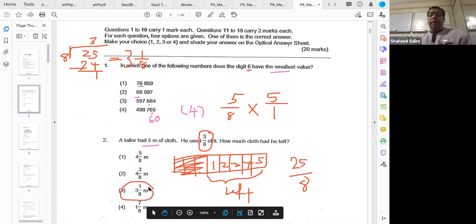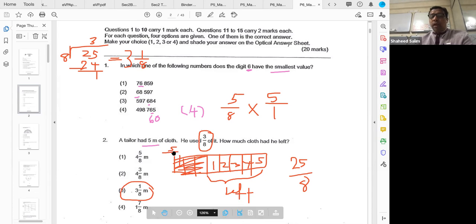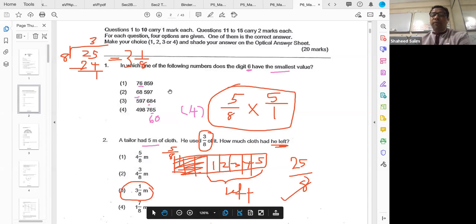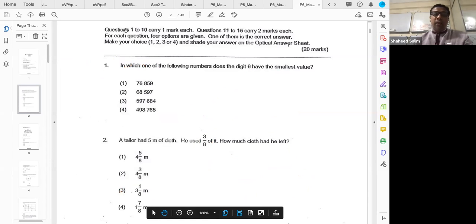If you use the model, because there are 8 parts here, you can take 5 meters divided by 8 to get one part. How many parts do you want to find? You want 5 parts because that's what is left. 1, 2, 3, 4, 5. So 5 over 8 times 5, same thing. One part is 5 over 8. You want 5 over 8 plus 5 over 8 plus 5 over 8 plus 5 over 8 plus 5 over 8, which is 5 over 8 times 5. You get the same thing, 25 over 8, which is 3 and 1/8 meters. Okay, I hope you are okay.